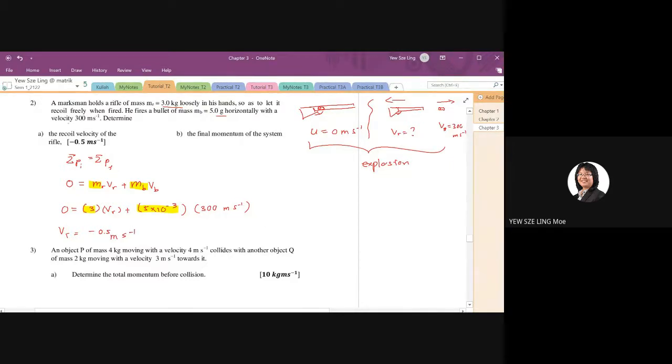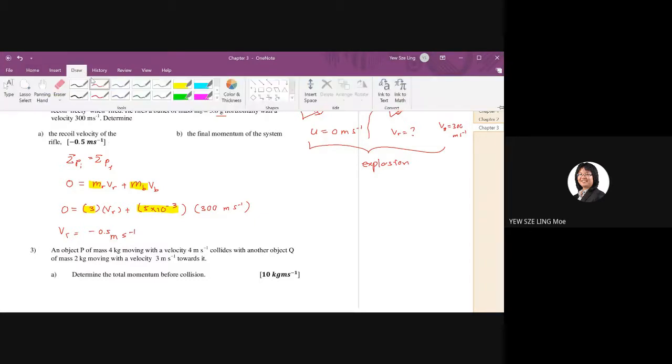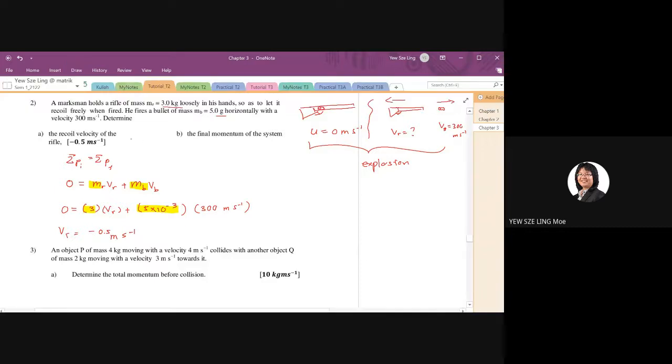This is the question's aim: calculate the recoil velocity, which is the final velocity of the rifle. And then the question asks for the final momentum. So how are we going to find the final momentum of the system? When it says of the system, it means it includes all objects. In this case, we have 2 objects, which are the rifle and the bullet. So you have to calculate the total momentum for both of them, the sum of P final.